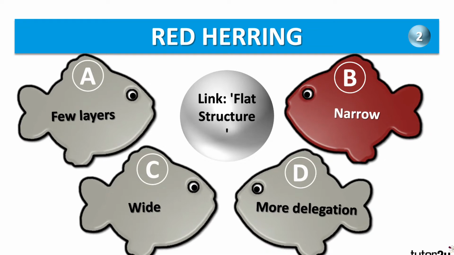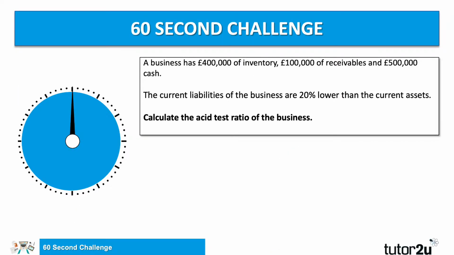Okay, now it's our final activity and nicely links the first question to the last. So we looked at the asset test ratio as our first MCQ, and we're going to put that into practice. So we've got a business which has £400,000 of inventory, £100,000 of receivables, and £500,000 cash. The current liabilities of the business are 20% lower than the current assets. Can you calculate the asset test ratio of the business based on that information?